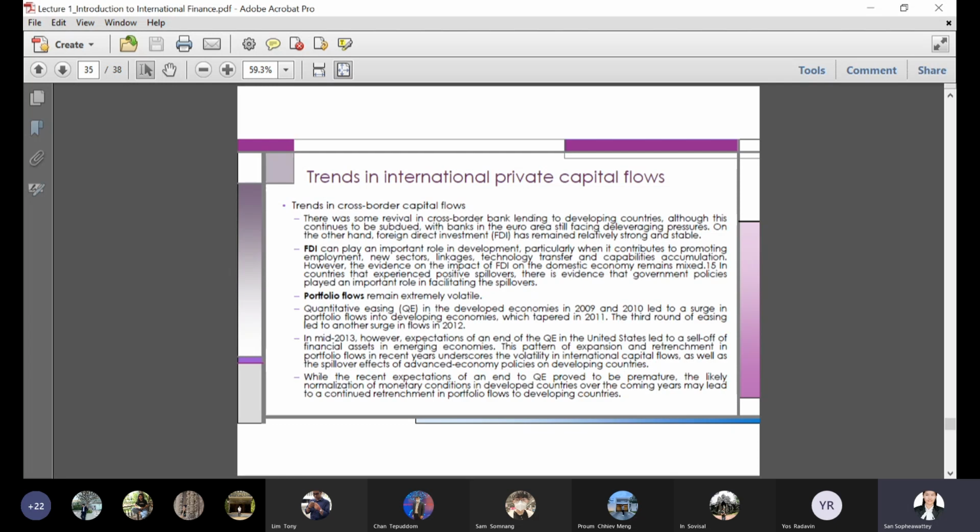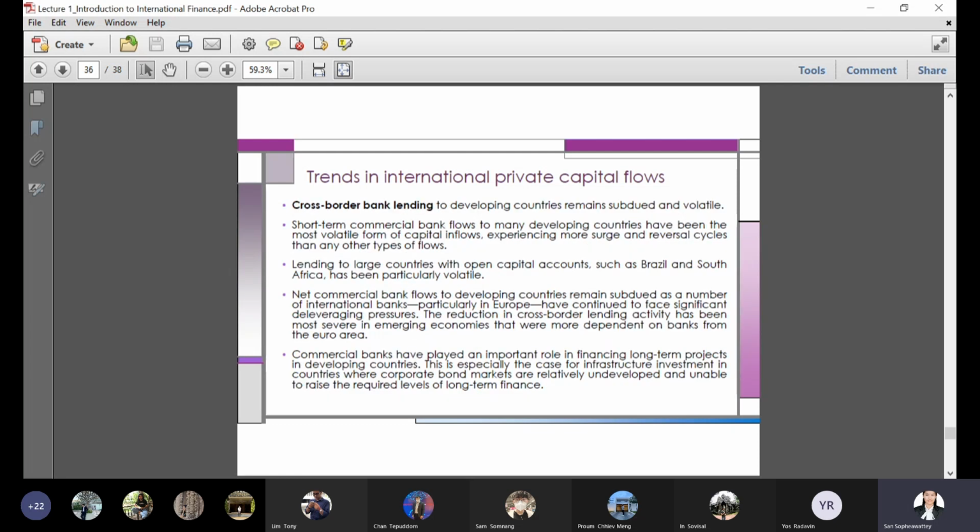And cross-border capital flow maybe can be in terms of bank lending as well. So there has been cross-border bank lending to developing countries, but those cross-border bank lending still remain subdued and volatile. So short-term commercial flow to many developing countries has been the most volatile in terms of capital inflows, and they're experiencing more surge and then reversal cycles than any other type of flows.